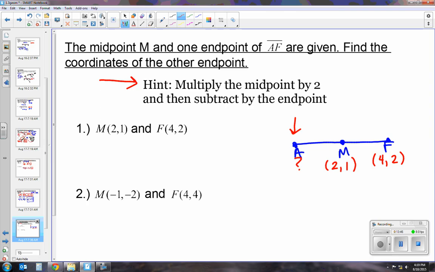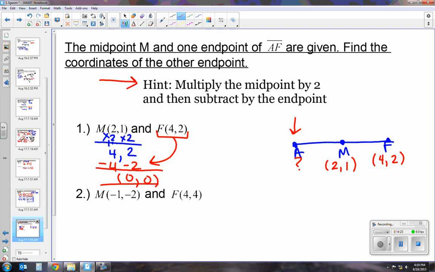Okay, so I'm going to show you how this is done. For number 1, M is the midpoint, so I'm going to multiply that by 2. Oh, sorry, I said subtract, I mean multiply. So I'm going to multiply those by 2. 2 times 2 is 4, and 1 times 2 is 2. Then I'm going to take this other point that they give us, the endpoint, and I'm going to subtract those numbers, the 4 and the 2. So I do minus 4, minus 2. And the endpoint that we get is 0, 0. And that's our answer. Okay?